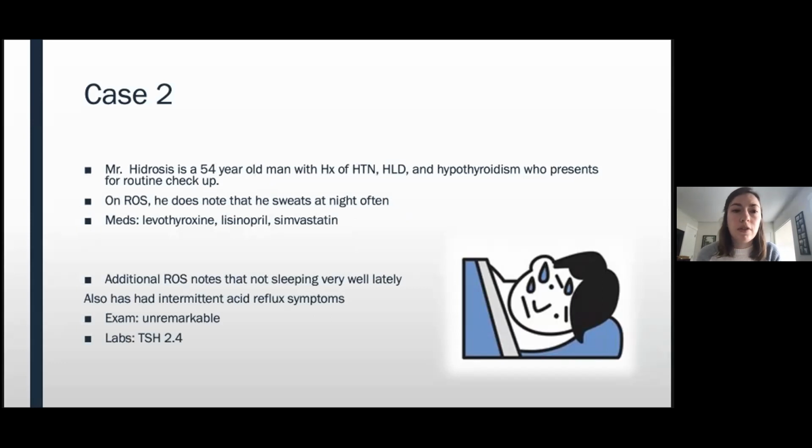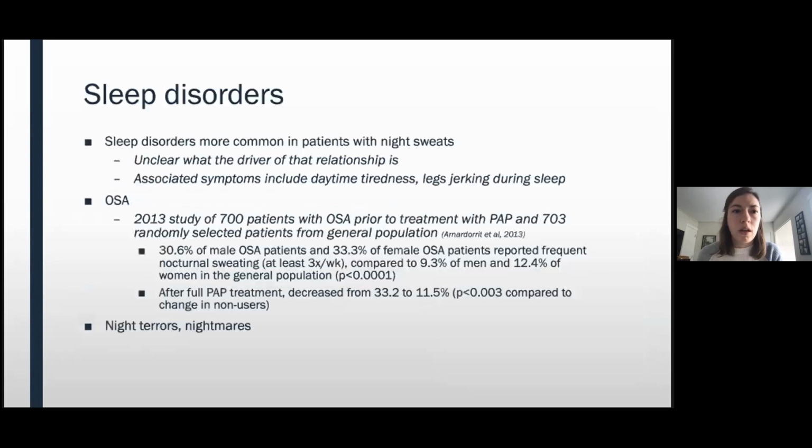On additional review of systems, he does note that he wakes up feeling pretty fatigued and has intermittent acid reflux symptoms. Yeah, I see, Lindsay, your question about the STOP-Bang score. That's a really great thought and a great question. So our next consideration here is sleep disorders.